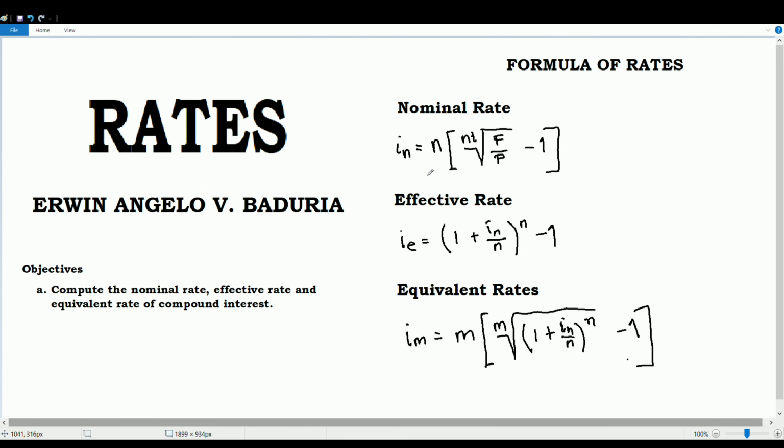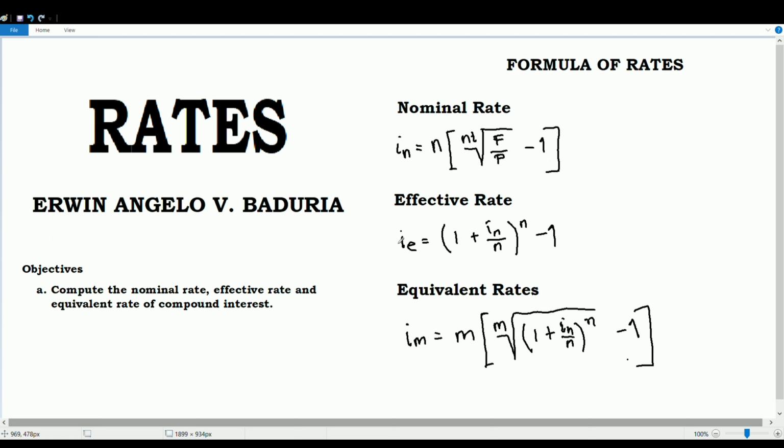The formula we will be using with this discussion is, for the first one, the nominal rate, I subscript n, equal to the product of n and this bracket, nth root of F over P, minus 1. Take note, 1 is outside the radical sign.